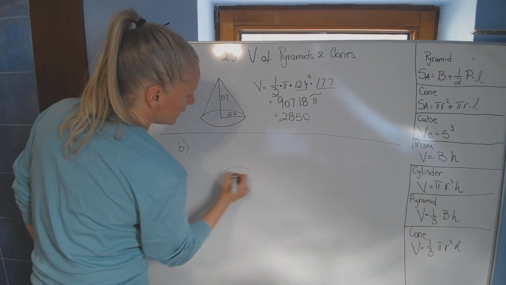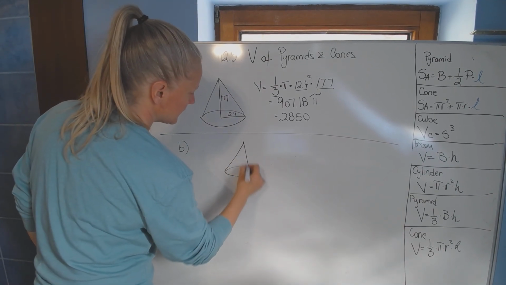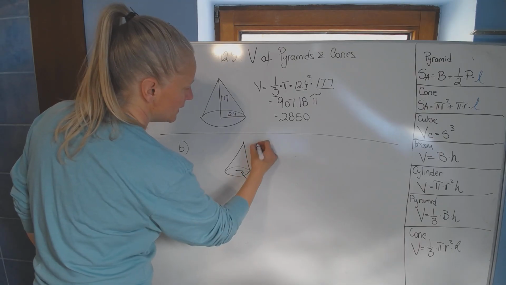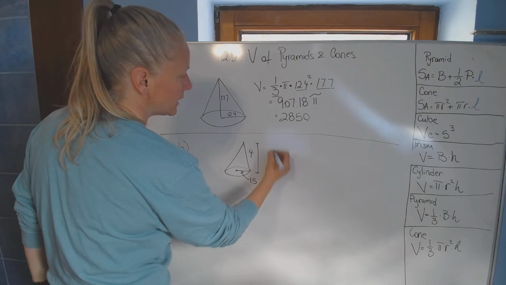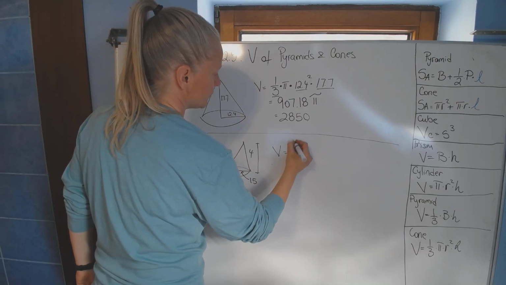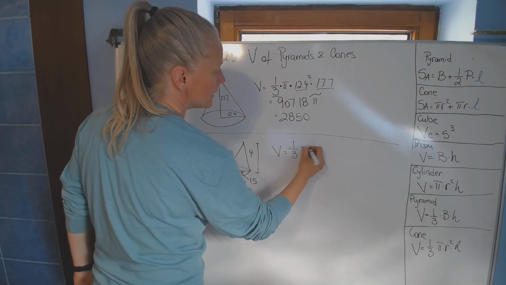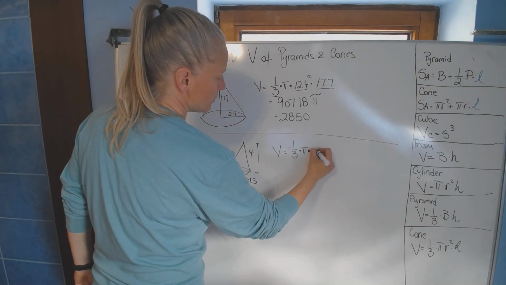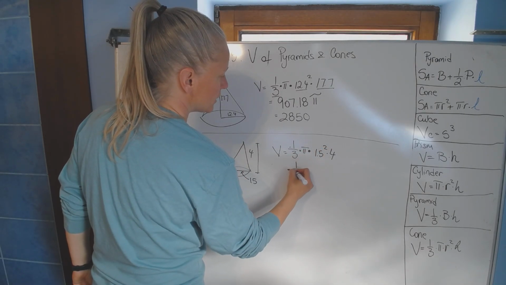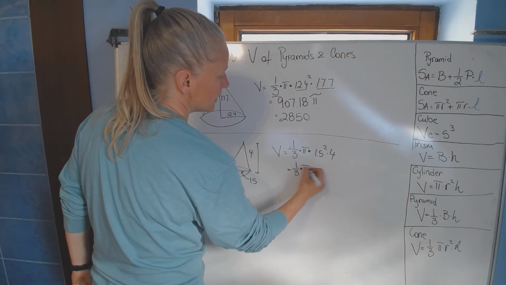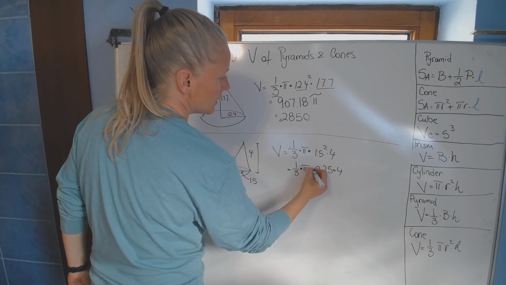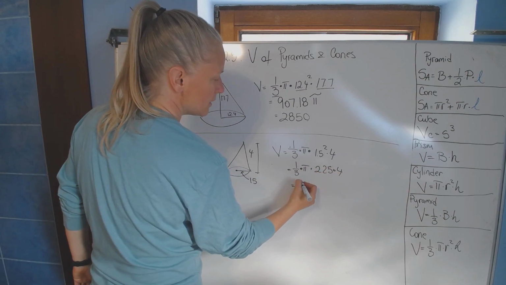Okay, on part B, we have another cone that this time is a little bit slanted. They tell us that the radius is 1.5. They tell us that the height is 4. So, volume, 1/3 first, forgot that, times pi times 1.5 squared times 4. This is 1/3 times pi times 2.25 times 4. This is 9. This is 1/3 of 9.